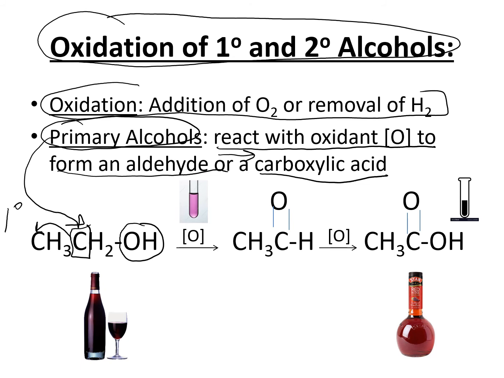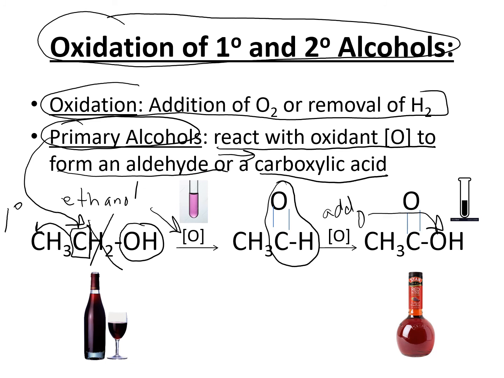In this reaction, we have ethanol, which is a primary alcohol. It's reacting with an oxidant, and in this case, it's losing 2 hydrogens, and then we form an aldehyde. It undergoes oxidation further. In this case, we add an oxygen and we form a carboxylic acid.